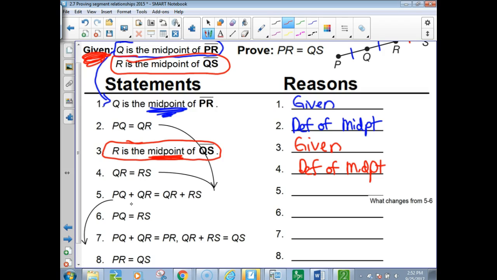When you get here, it looks to me like they're using these two. That's why these arrows are here. PQ equal to QR. See that? PQ and QR. That's here and here. And then they're using the fact that QR is equal to RS, and they're adding that on. So if you add something that's equal to both sides, you are doing the addition property. And you can write add prop.